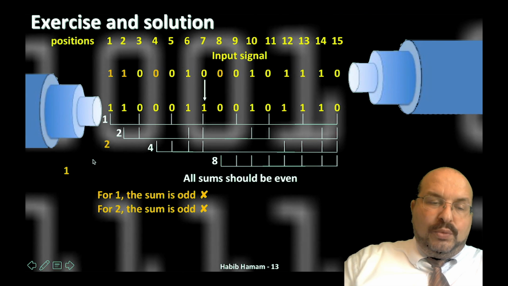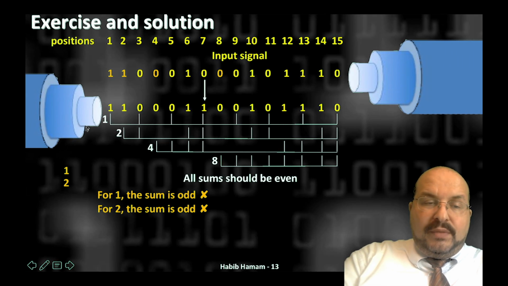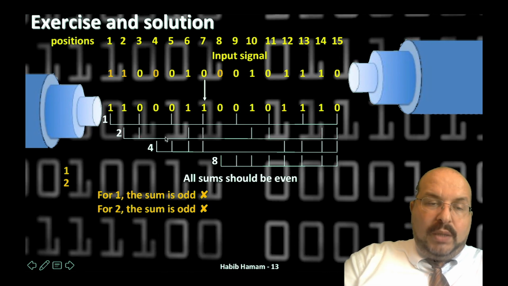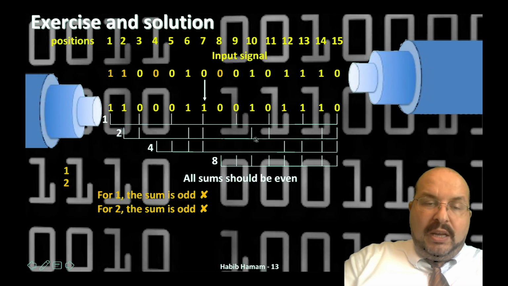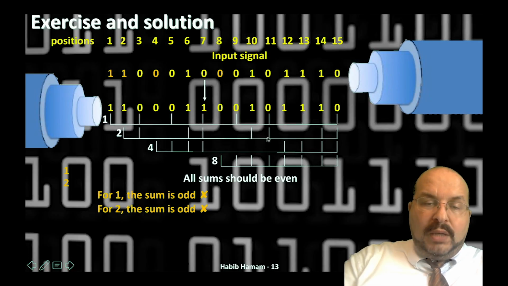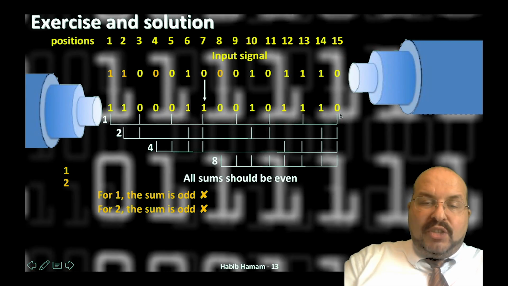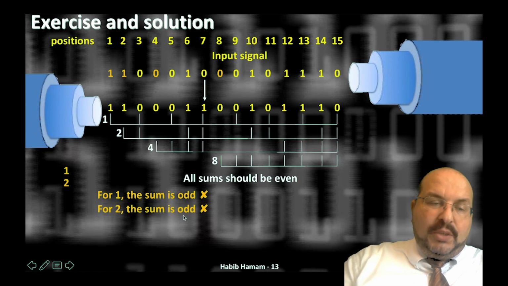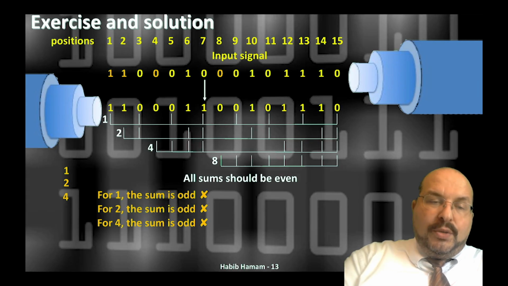Let us move to position 2. Same situation. Let us do it together if you want. So 1 plus 0 is still 1, plus 1 is 2, plus 1 is 3, plus 1 is 4, plus 0 is 4, plus 1 is 5, plus 0 is 5. So it is odd and not even. So it is bad. For 4, the situation is also bad.